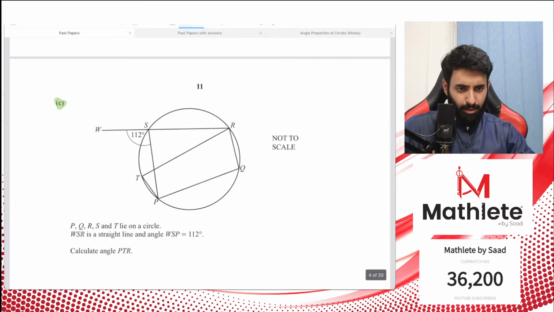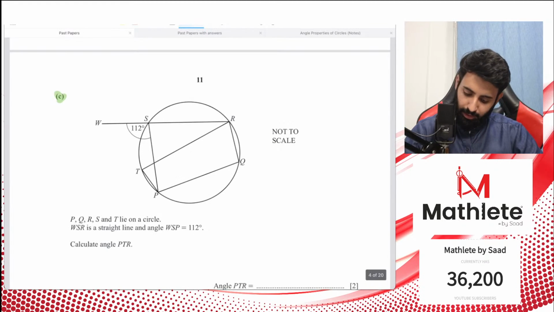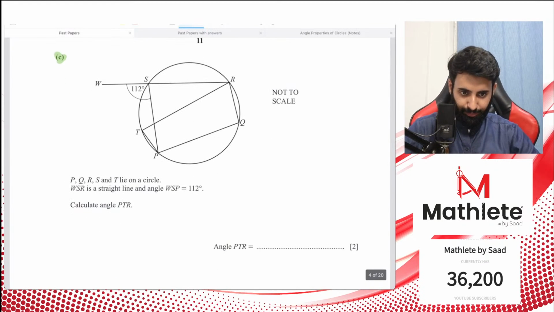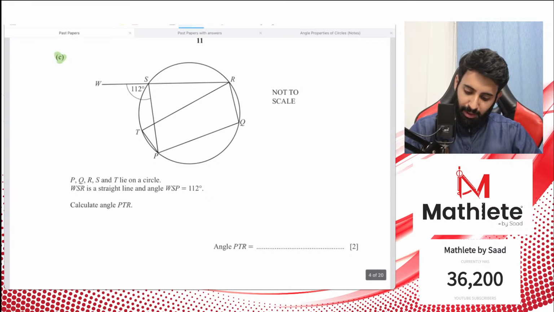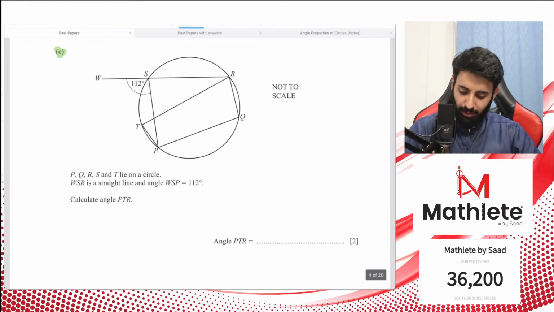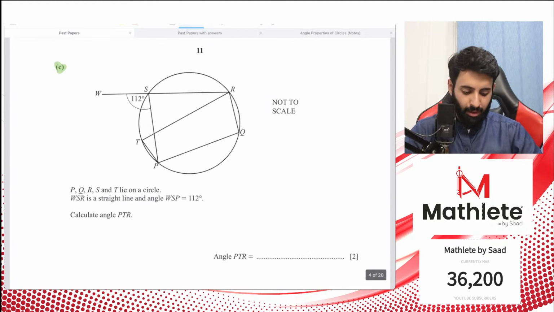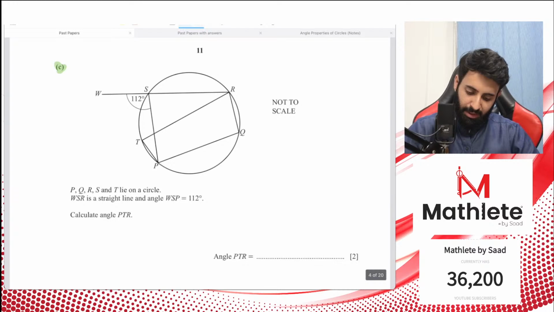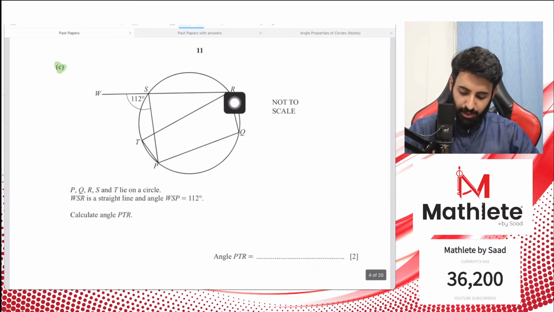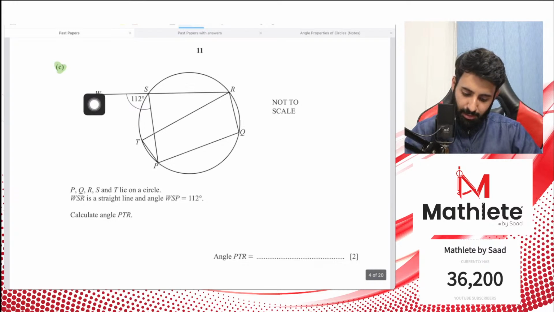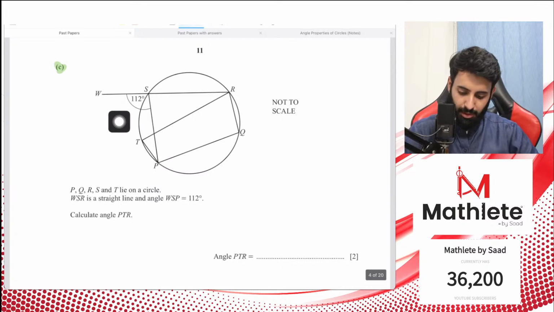All right, so here's part C. Let's see what it says. It says P, Q, R, S, and T lie on a circle. Okay, this is part C of some question, so part B and A are probably irrelevant. WSR is a straight line, so keep that in mind. WSR is a straight line, and WSP is 112 degrees, which you can see.